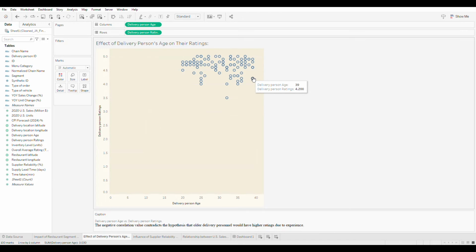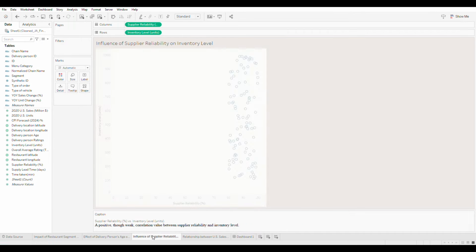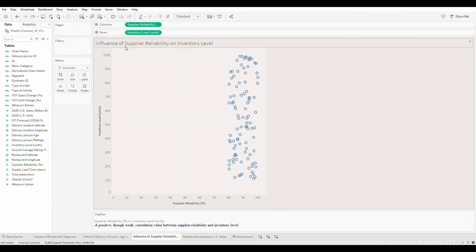A negative correlation indicates that as the age of the delivery person increases, their ratings tend to decrease. This observation suggests that, contrary to our hypothesis, older delivery personnel might not necessarily have higher ratings. The negative correlation value contradicts the initial hypothesis that older delivery personnel would have higher ratings due to experience.